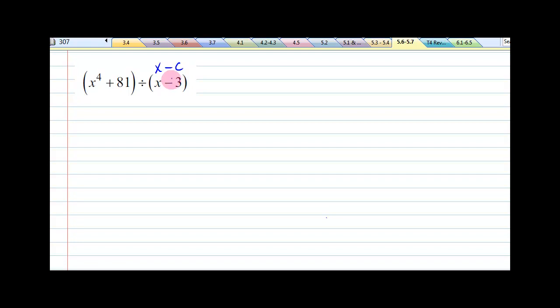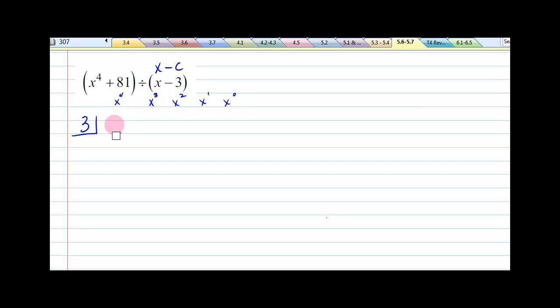This is already of the same form, so I just need to write my 3 out to the side. I'm starting with an x to the 4th, but just like before how we had to hold our place values, this is the x to the 4th place, x cubed, x squared, x to the 1st, x to the 0. And I'm missing these 3 terms in the middle, but I need to put a coefficient there for them to hold their place.